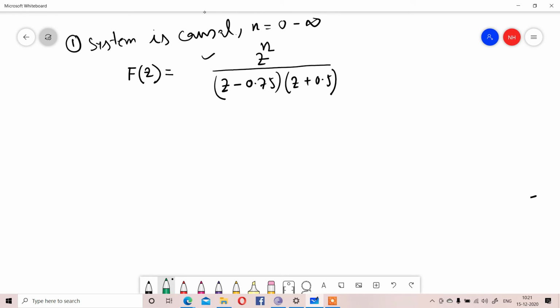Now consider the system is anti-causal. Anti-causal means the n value should be within the range minus infinity to minus 1. For this case, you don't need to consider the total range. You need to consider the values of n as minus 1, minus 2, minus 3, like that. First, you will consider the value of n as minus 1.